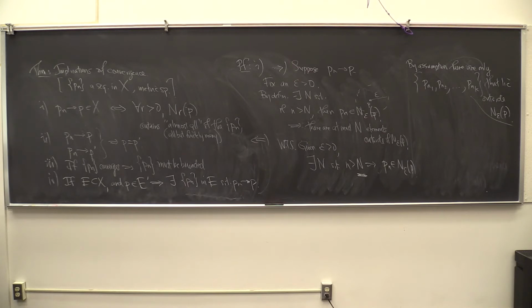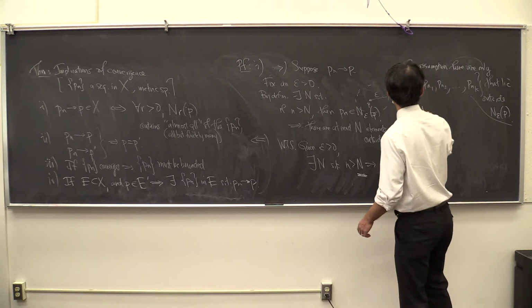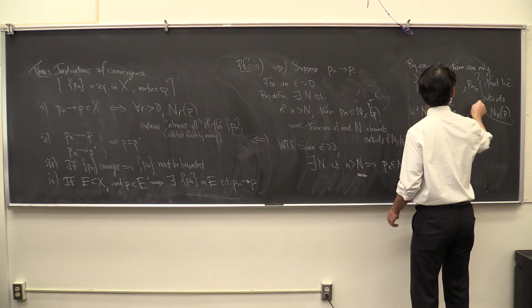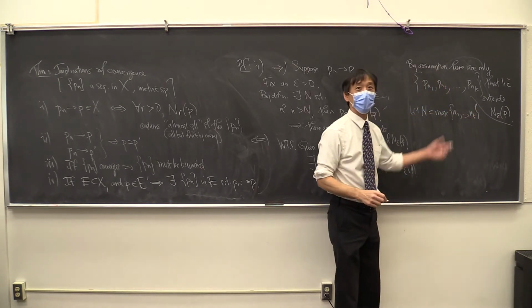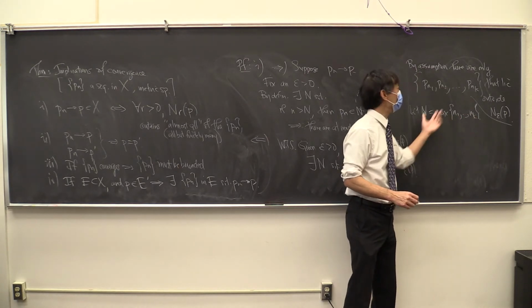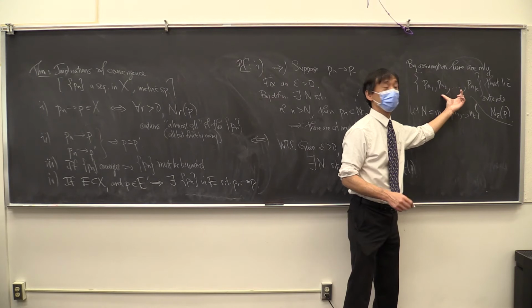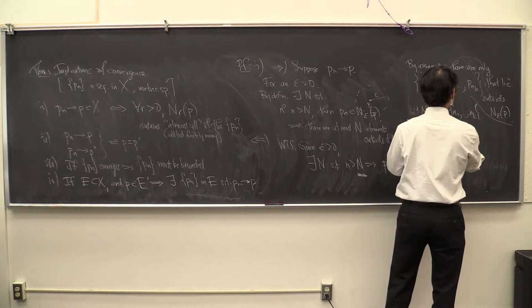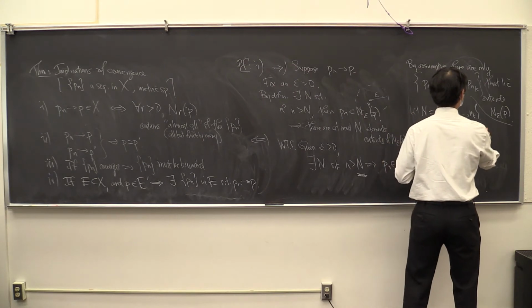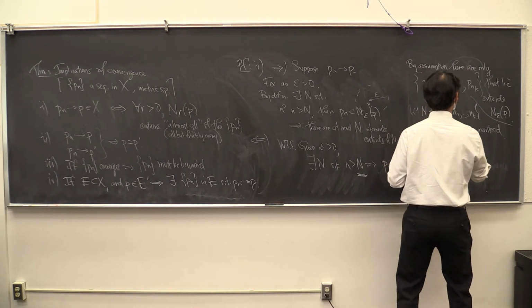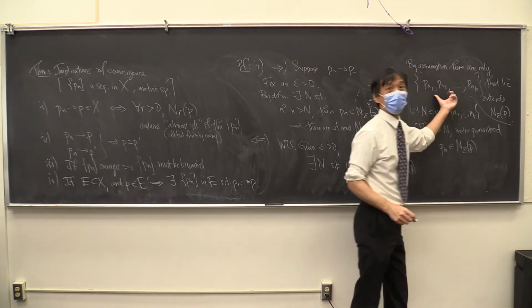Just take the maximum, right? So let N be the max of all these indices. Then certainly if we're past that time, we're not going to be one of these guys. Then if n exceeds N, we're guaranteed that p_n lies inside the neighborhood because it's not one of these guys.